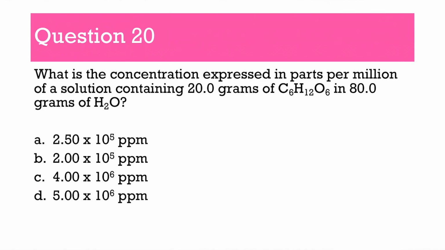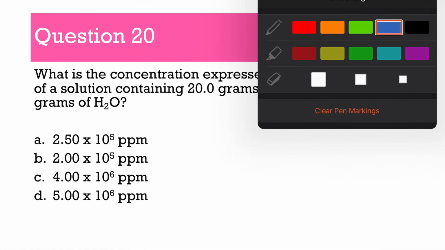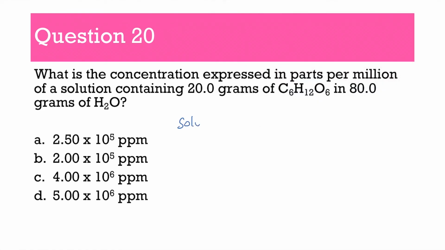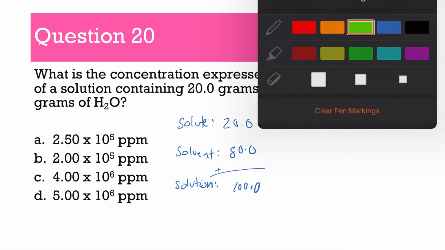Okay, and the last one, number 20, what is the concentration expressed in parts per million of a solution containing 20 grams of sugar and 80 grams of H2O? So we have, again, this is one of the questions where it's super, super important. You cannot forget to do this. Our solute is the stuff that's being dissolved. That's 20 grams. Again, we were not given the solution. We have to find that. You're given the solvent, so the amount of water that was being used to dissolve it, which is 80. And we have to add those two up together to get our solution being 100.